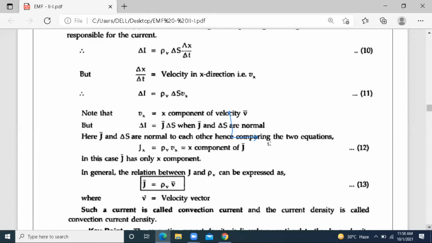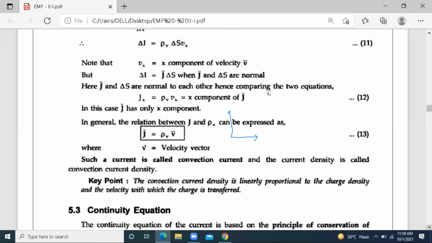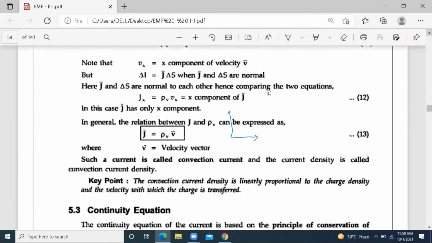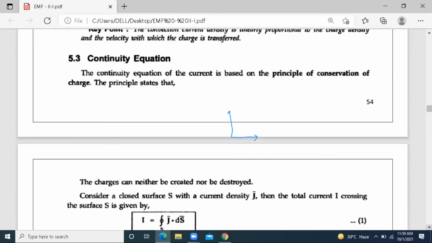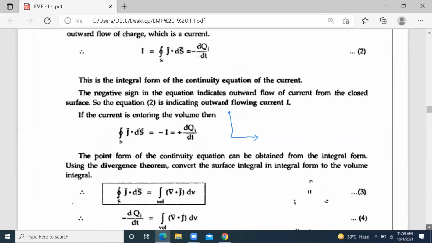Where was I? Okay. So I was saying, just follow this mathematics. So, let me see.